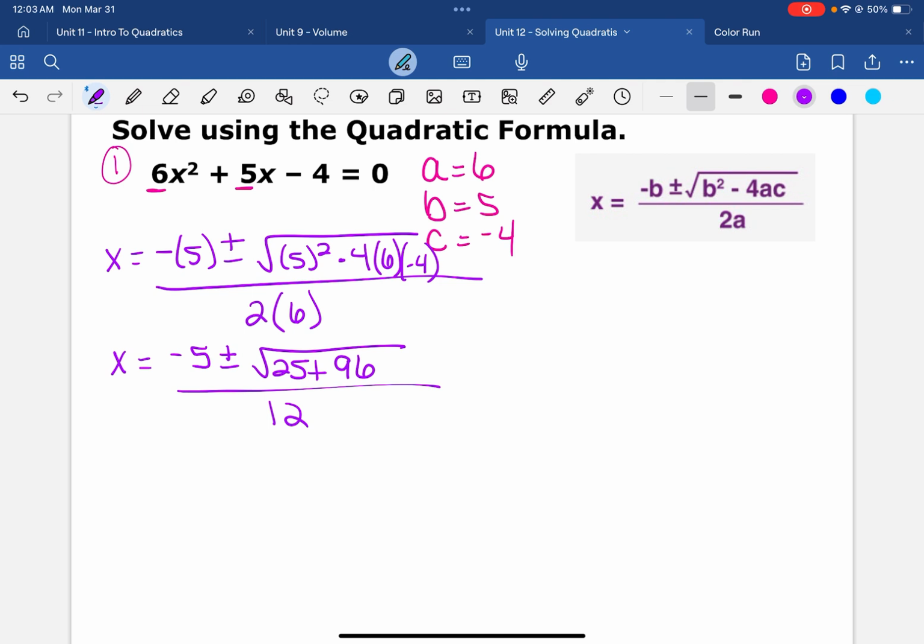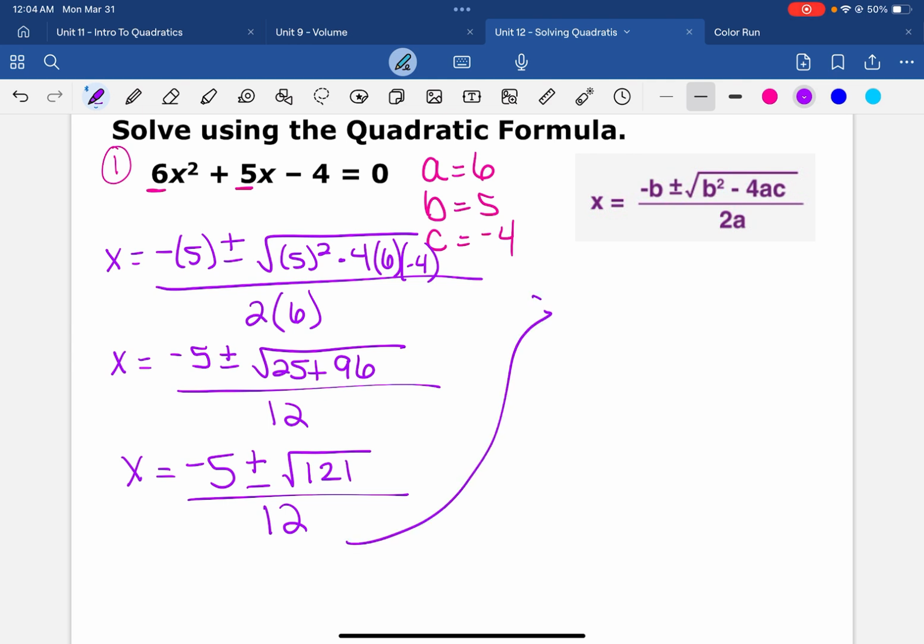All right, you can see we still have some more simplifying to do. I can do addition underneath that radical. So x is equal to negative 5 plus or minus the square root of 121 all over 12. Again, I hope you recognize that the square root of 121 is a nice, pretty, perfect square. So I could rewrite this as x is equal to negative 5 plus or minus 11 all over 12.